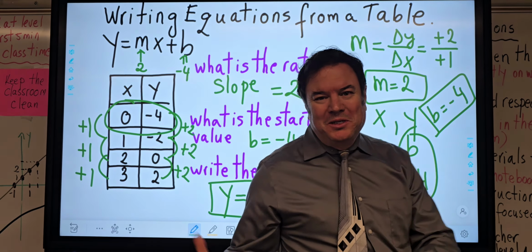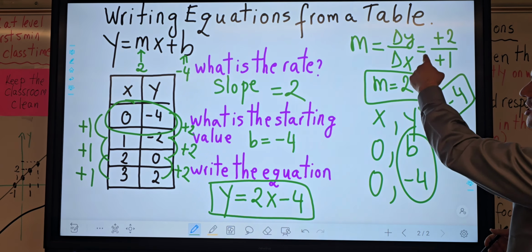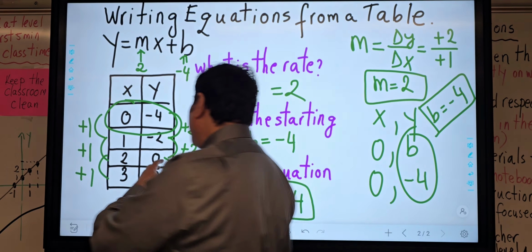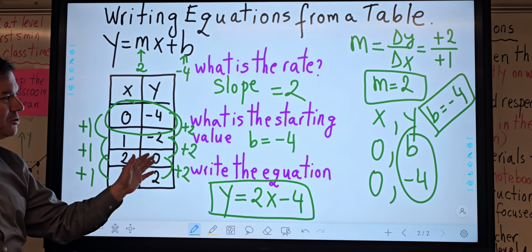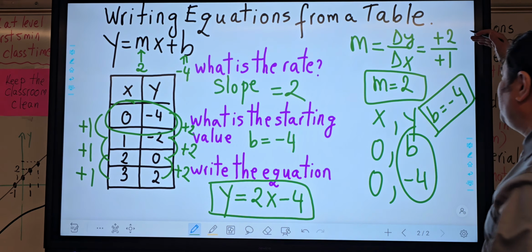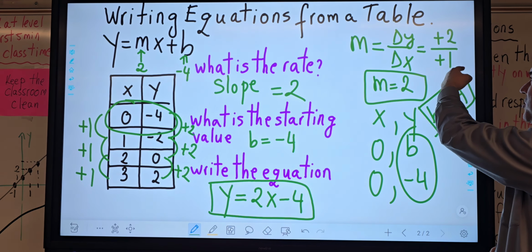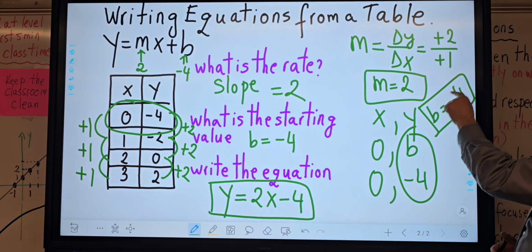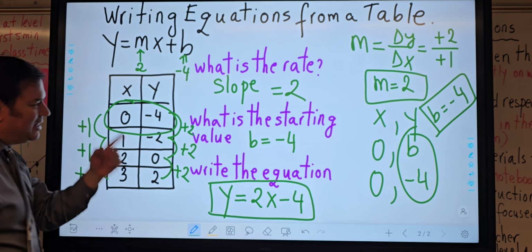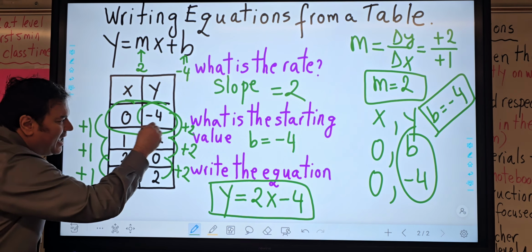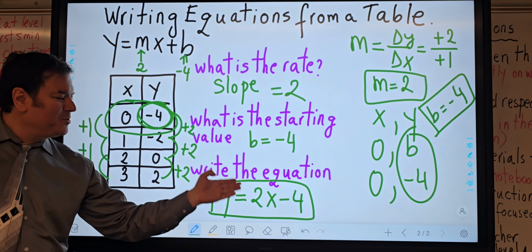I hope these examples helped you, and now you are able to write an equation from a table. Again, first identify the pattern for the y values, which in this case was 2. We added 2 each time. Delta y, changes in the y, over changes in the x. The pattern for the x was plus 1 each time. So we found the m, the slope, which was 2. Once you find the slope, then we identify the y-intercept, and in this case, the y-intercept was -4. And finally, we write the equation: y equals 2x minus 4.